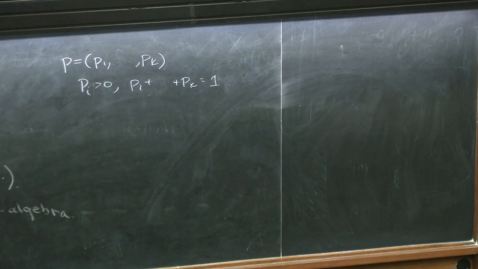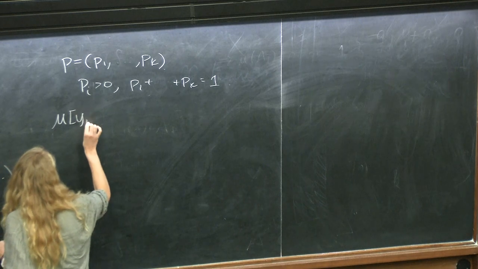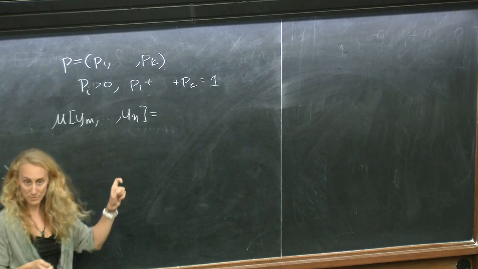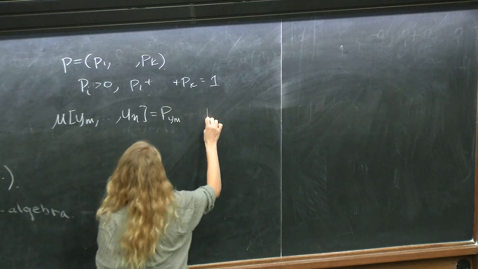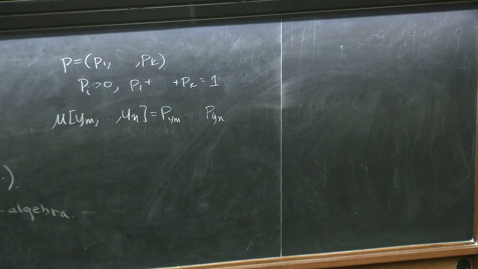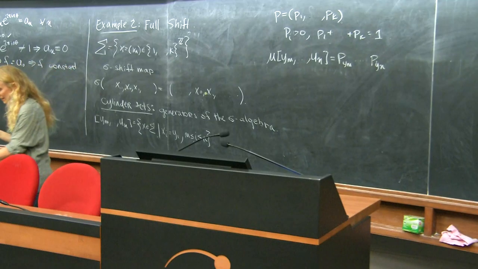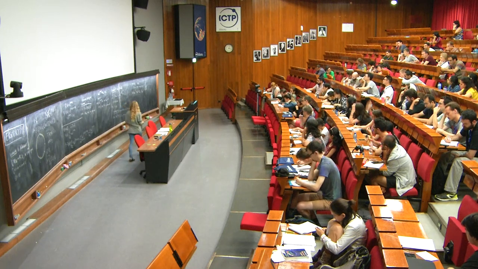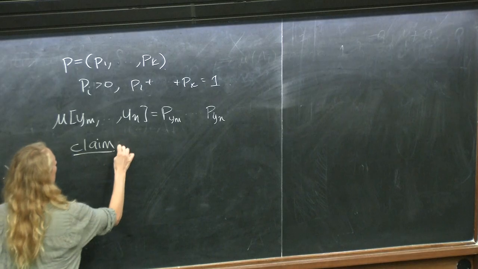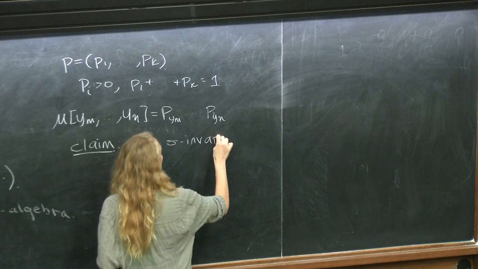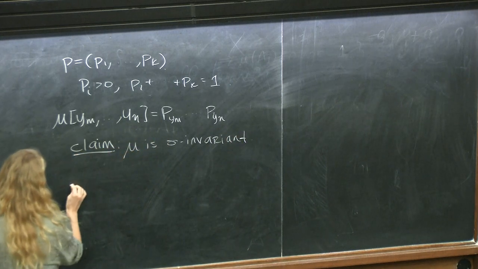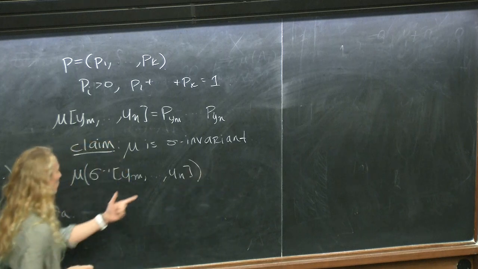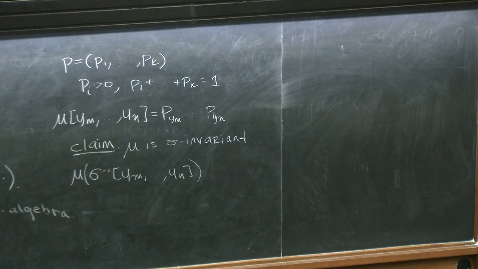Okay? So with this, I'm going to define the product measure. So the measure of a cylinder will just be given by the product of the probabilities of each of these symbols, right? So this is going to be p(y_m) multiplied all the way to p(y_n). So this is my measure. Sorry. And let me start off by at least showing you that it's sigma invariant. So claim: mu is sigma invariant. Okay, so let me consider mu of sigma inverse of [y_m, ..., y_n]. What is the inverse image under sigma of this cylinder set?